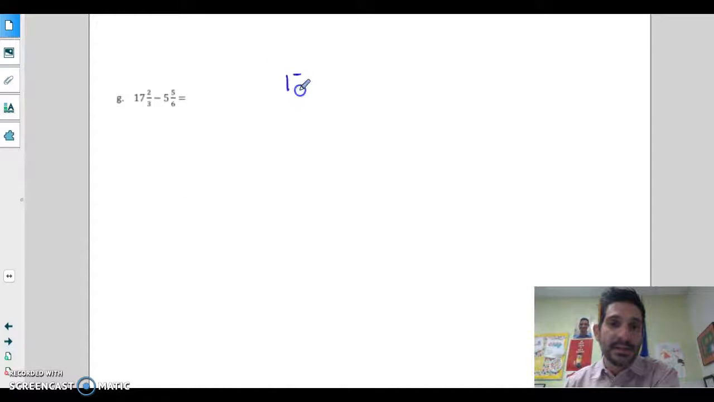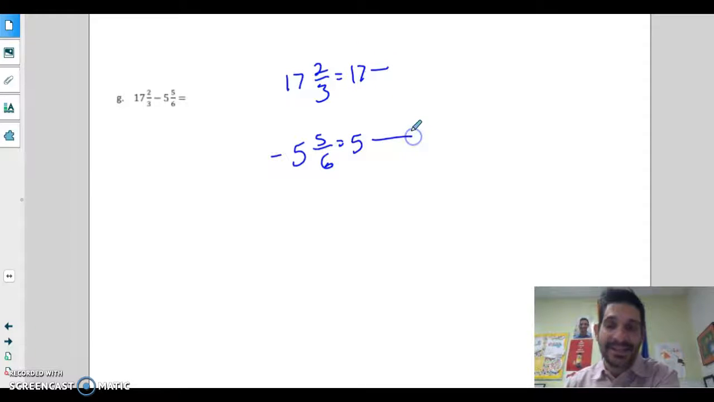Same idea, 17 2/3 minus 5 5/6. Now, some of you are going to say my common denominator is going to be 18, or you could say 12, but the least common multiple of 3 and 6 is actually 6. The multiples of 3 are 3 and 6, and the multiple of 6 is 6. So there it is. Times it by 2, times it by 2, and that's a 4. This is times 1, so there's 5.